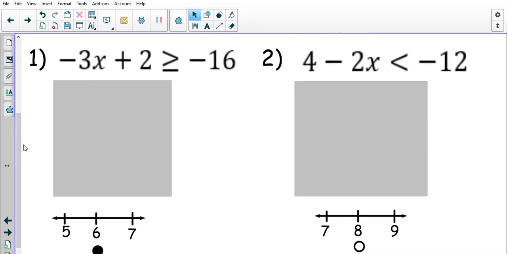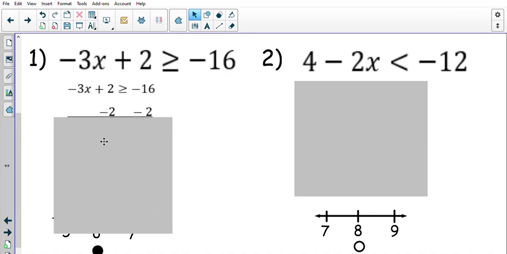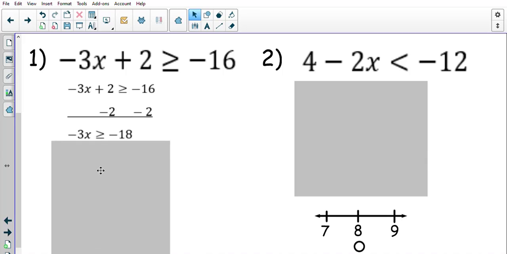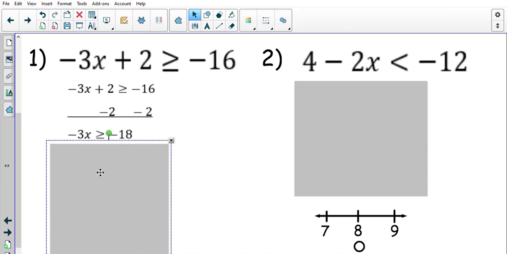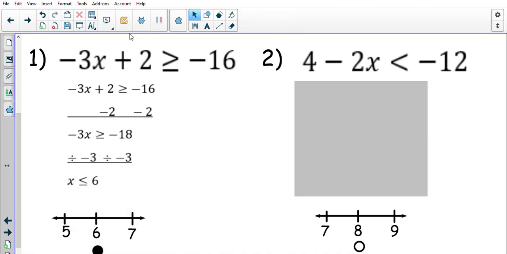All right, I hope you've taken a look at these 2 questions at this point. Let's go. First thing we're going to do in number 1 is subtract 2 from both sides. Negative 16 minus 2 is not 14 or negative 14. It is negative 18. The inverse of multiplying by negative 3 is to divide by negative 3. So when we do that, we are going to get x is less than or equal to. Notice how I flipped my symbol since I divided by a negative. Negative 18 divided by negative 3 is positive 6.